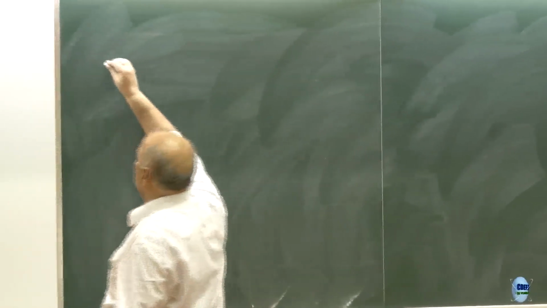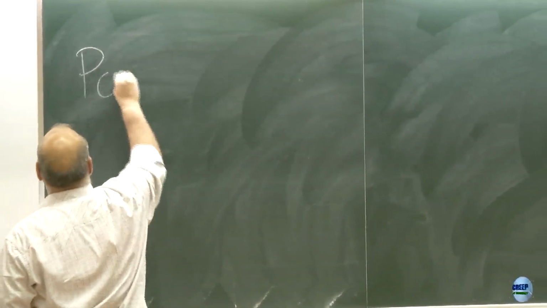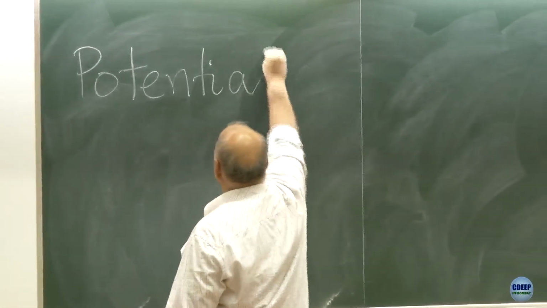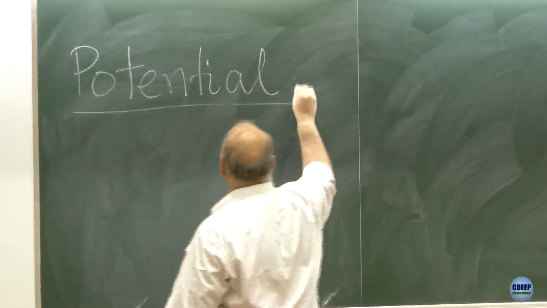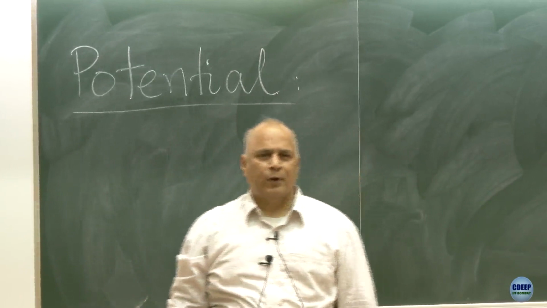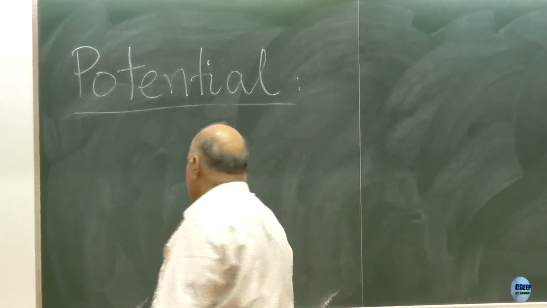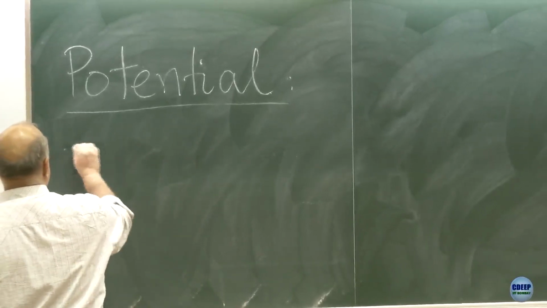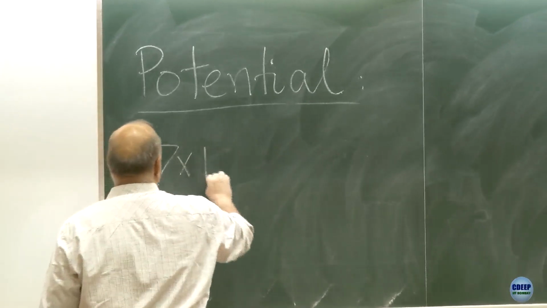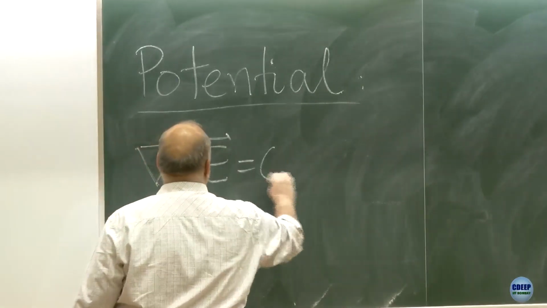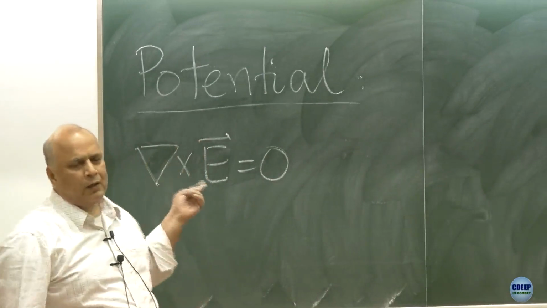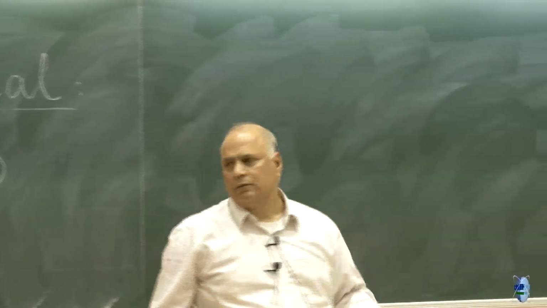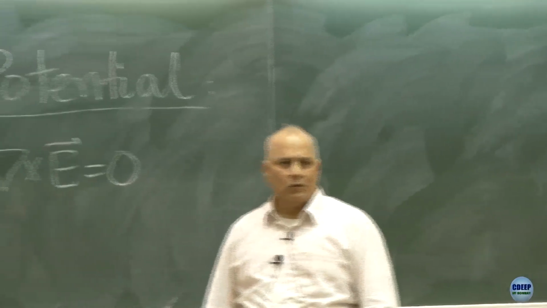Next, we discuss the concept of potential. First thing is, we can show that the electric field given by Coulomb's law, the curl of it is 0.